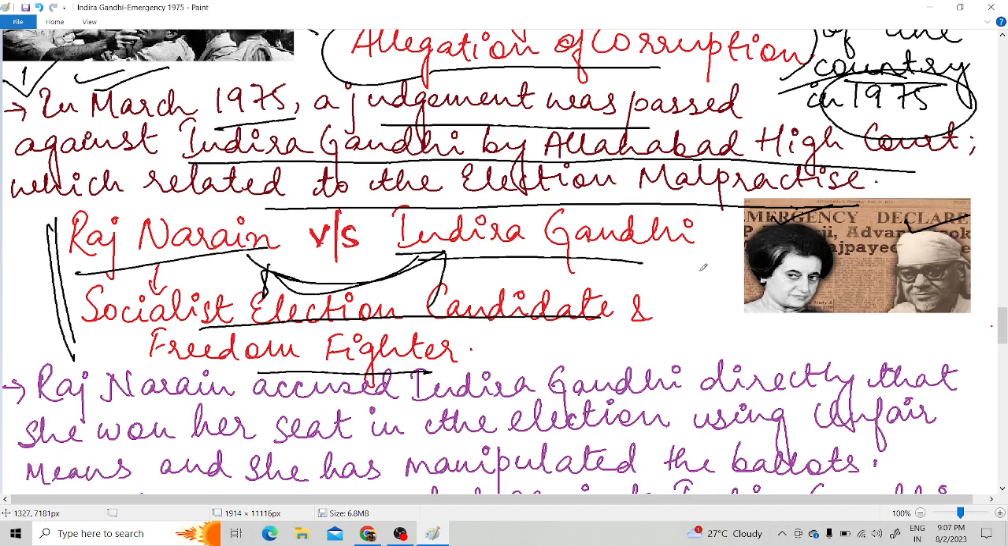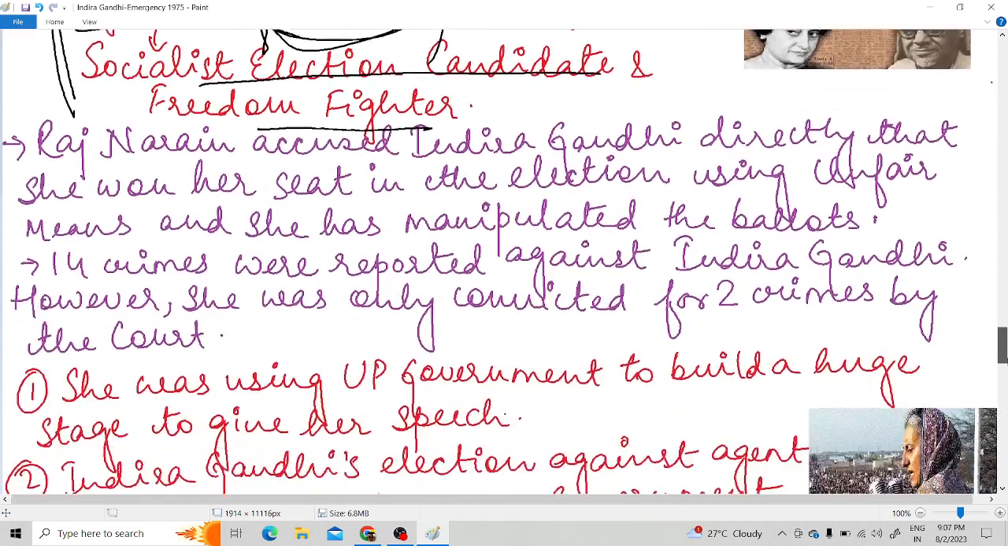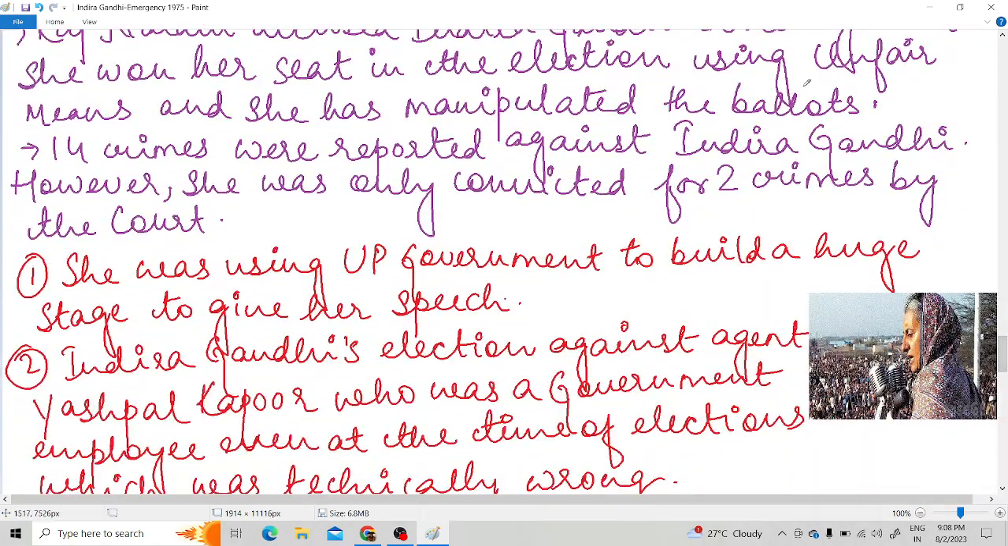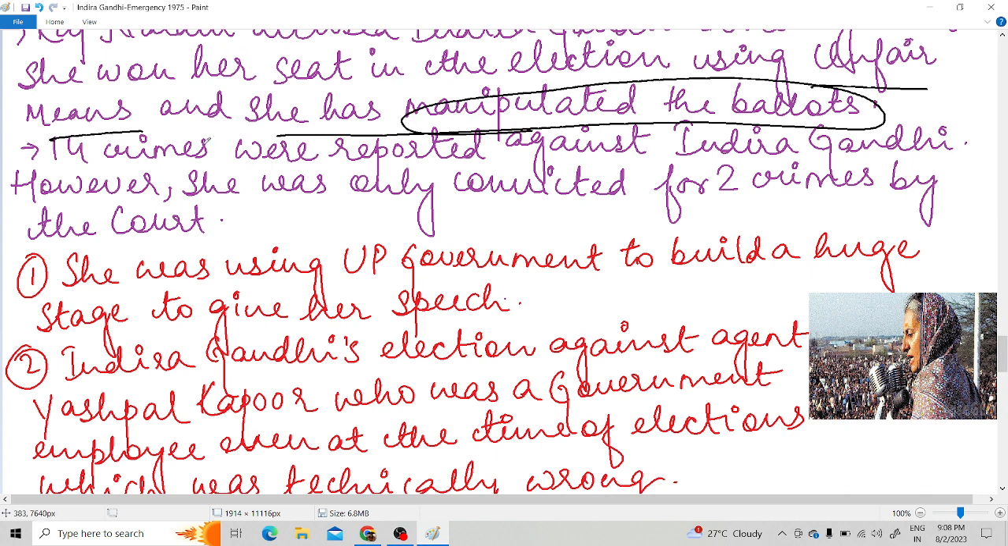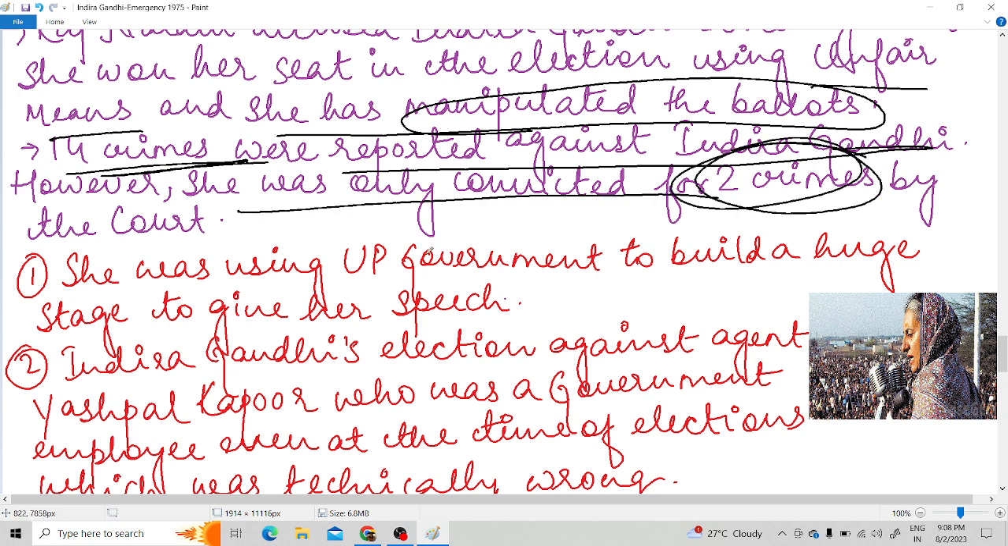Raj Narayan accused Indira Gandhi directly that she won her seat in the election using unfair means, and that she had manipulated the ballots. This was the major allegation given by Raj Narayan against Srimati Indira Gandhi. Simultaneously, 14 crimes were reported against her. However, she was only convicted for 2 crimes by the court. These are the 2 crimes for which she was convicted.